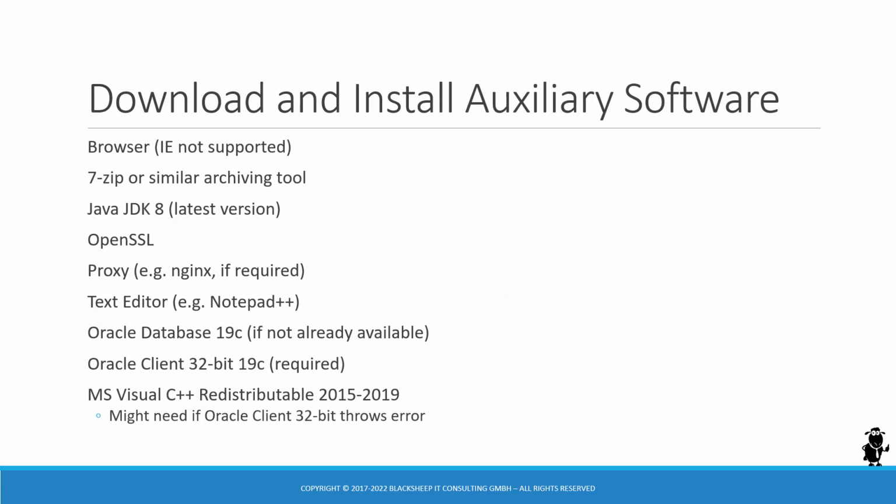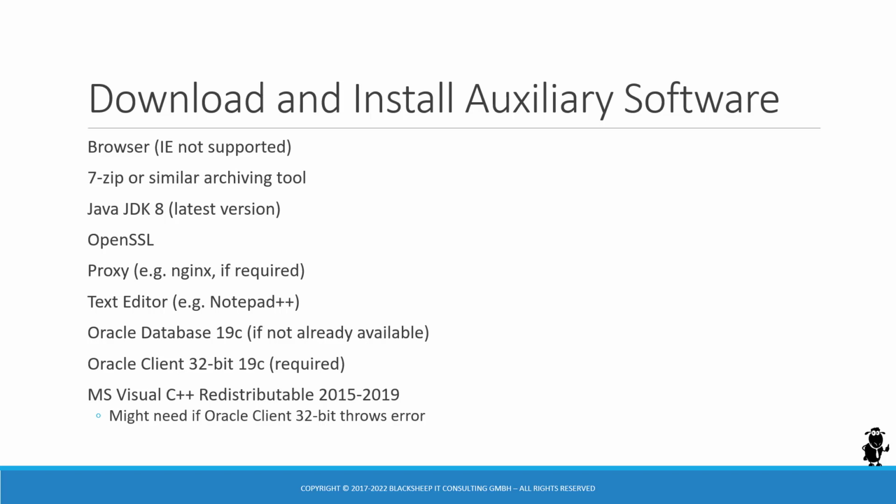So now we have a machine, we have user accounts, but we do not have any software. This list of software that you might want to download and install, we call auxiliary software because it is not actually any Siebel related software. You would need a browser to navigate the internet and then log into Siebel. And since Internet Explorer is not supported with modern versions of Siebel, you would like to install a modern and secure browser such as Google Chrome or Firefox.